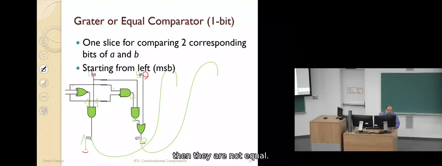So the result of this is 0. And 0 AND something becomes 0. And since AI is greater than BI, the result of this greater than is 1, and this 1 is here, equal from the previous stage is 1, so this is 1, and the greater than, this OR gate, would become 1.